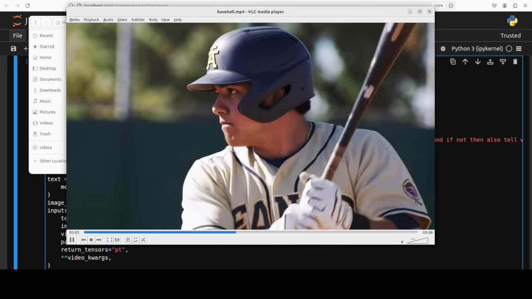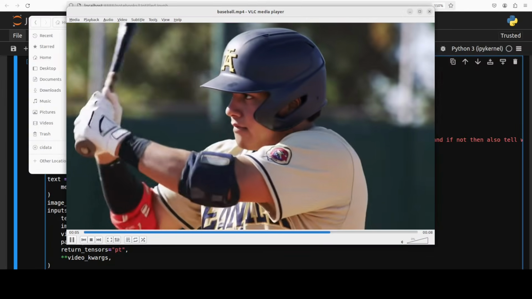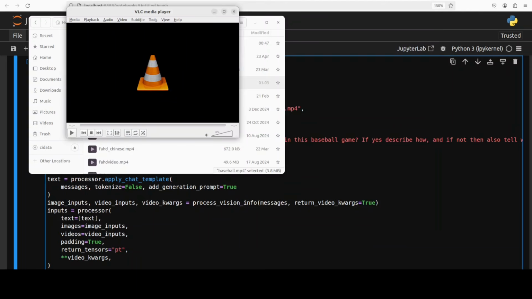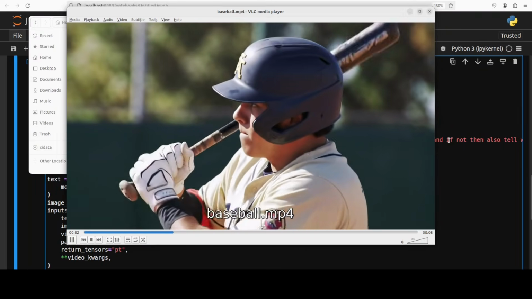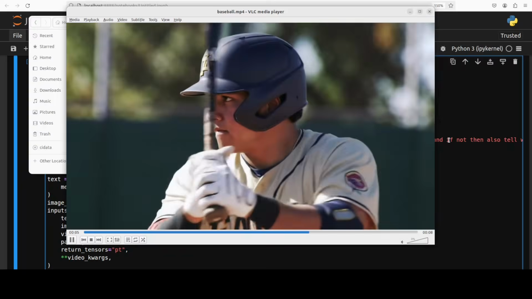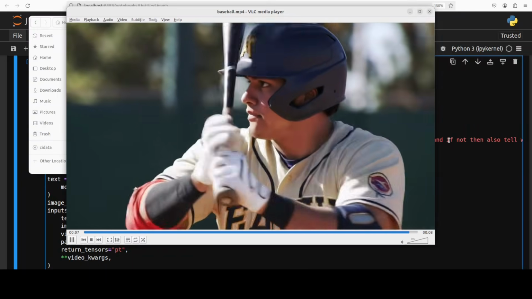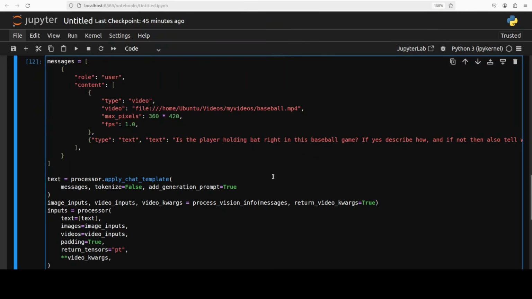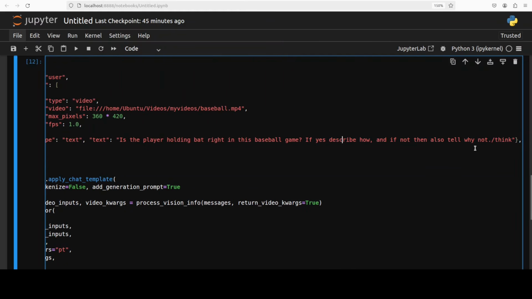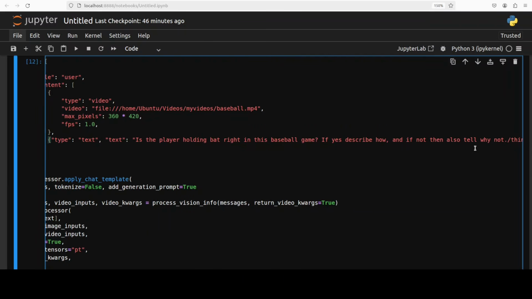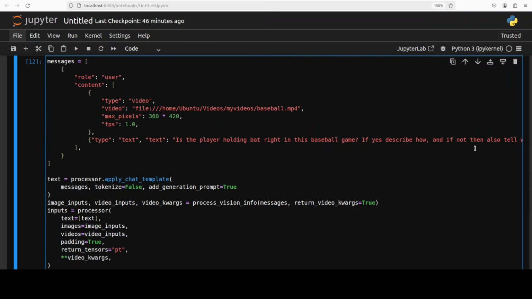Okay, in the next video, I am giving it this again, another AI generated video where this baseball batter or player is holding this bat. I'll just play it again. Now I'm asking the model if this player is holding the bat right. If yes, then how? If not, then why not? And then it is to just tell us about the technique if it gets it right. And if you are the baseball player or enthusiast, please also advise in the comment if the model is right or not, and what do you think about this video.